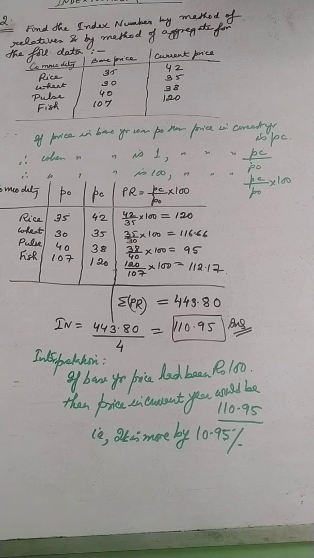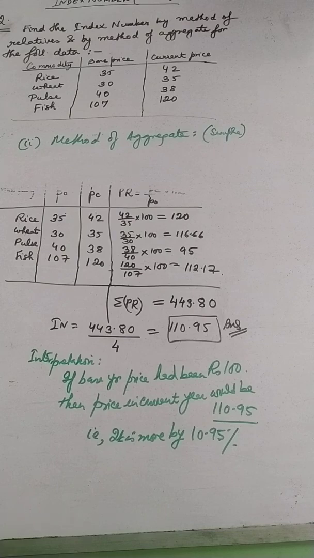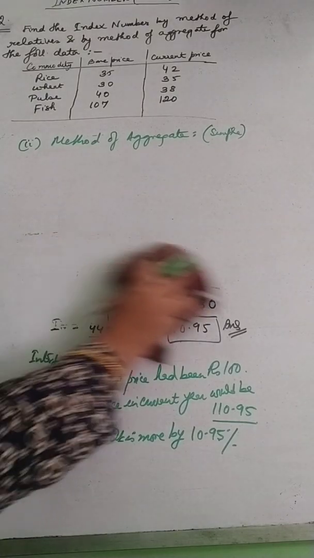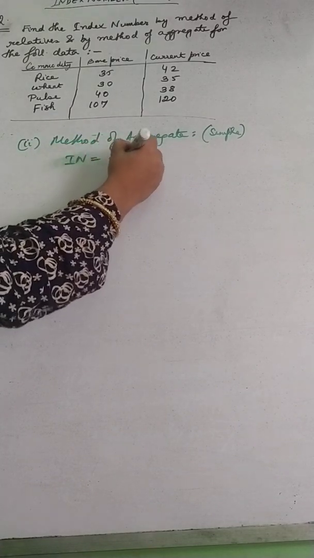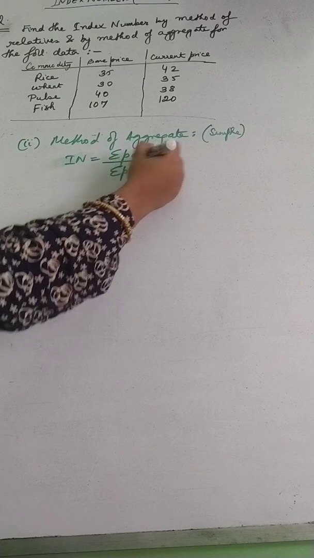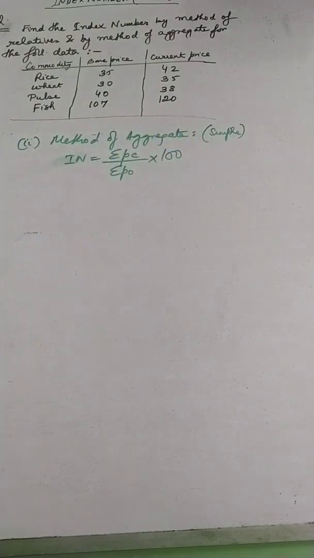Second subpart is method of aggregate. What is the method of aggregate? Aggregate means summation. So I will write subpart 2 after this. Subpart 2 is method of aggregate. Now here we don't have weights, so it will be the simple method of aggregate, not the weighted method of aggregate. According to method of aggregates, the formula is IN equals summation of PC by summation of P0 into 100. This is the formula when it is simple.